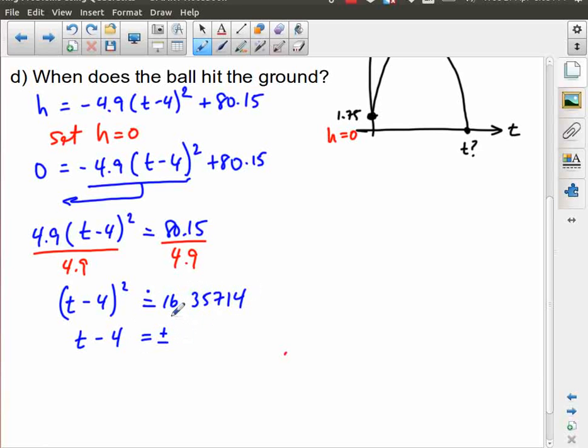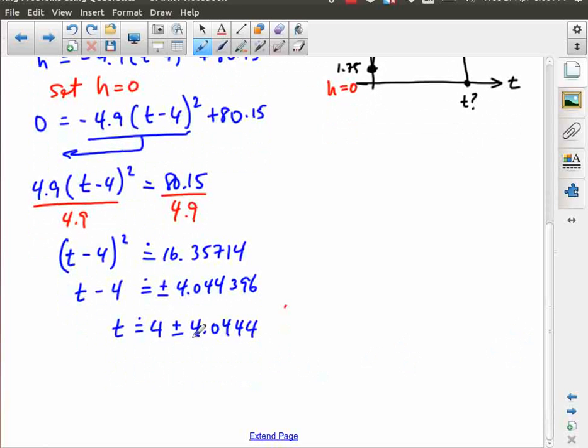I'm going to take the square root of that answer. And I end up with, and again, I'm going to write these decimal places, but I'm actually going to keep them in my calculator. So it's 4.044396. And now t is equal to, I bring over this negative 4, it becomes positive 4. So it becomes 4 plus or minus 4.044, and I'm just going to make that 0.44. And this is approximately equal to, and now think about time.